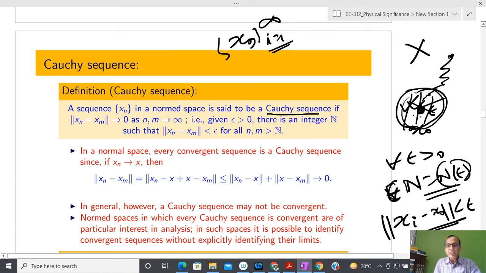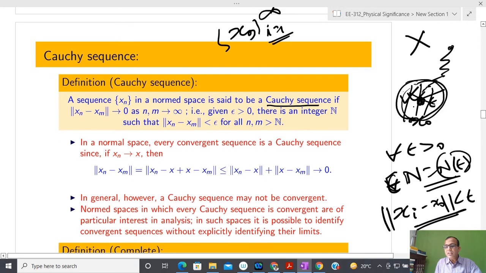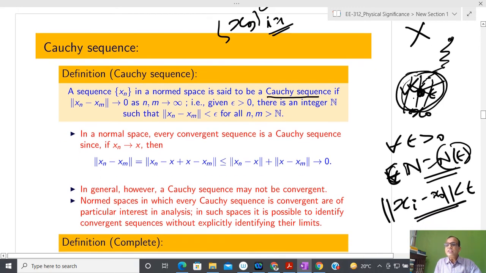Okay, now I am going to define another notion that is called a Cauchy sequence, and the Cauchy sequence talks about the distance between two terms of the sequence. In a convergent sequence we are always evaluating the distance from the limiting point. Suppose this limit is not known to me, then I can define the distance between any two terms of the sequence, and the same kind of thing I have done here.